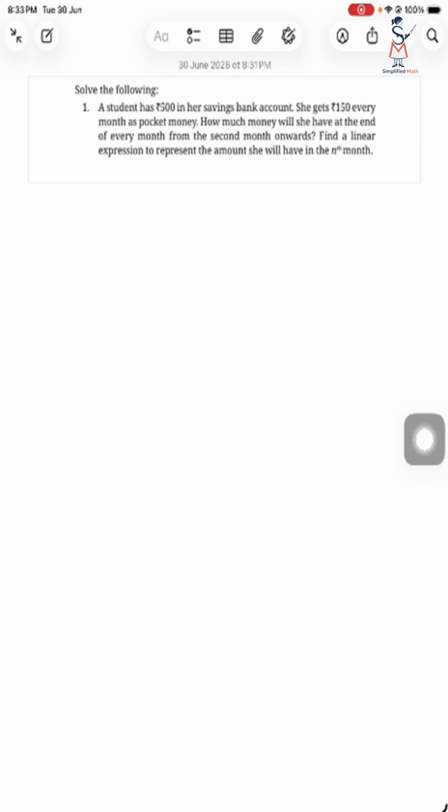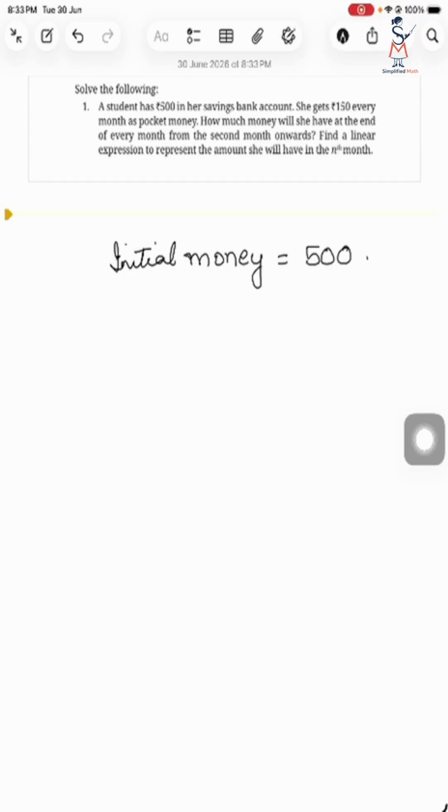Now, what is the question saying? The initial amount of money which the student has, initial money, is 500. Now, she is getting every month, how much amount? Every month she is getting 150. We have to calculate the amount of money from the second month onward. How much money will she have at the end of every month from the second month onwards?